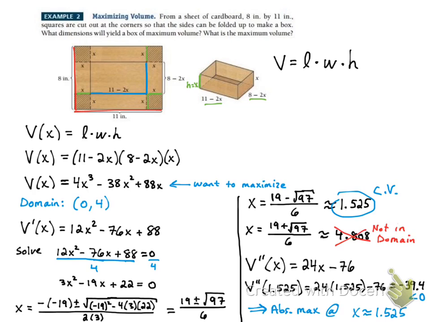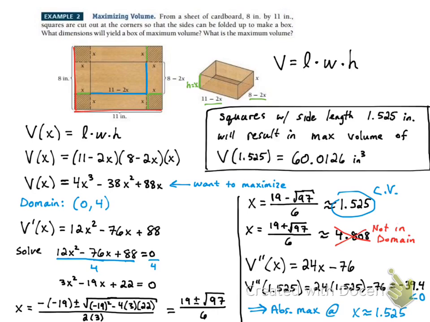measured in inches, and this will give us a volume of the volume function evaluated at x equals 1.525. So we can plug that into the volume function to find what the maximum volume is. So when we take that side length and plug it into our volume function, we get approximately 60 inches cubed. So that will be our maximum volume of the box.